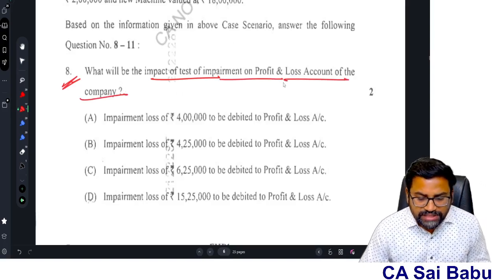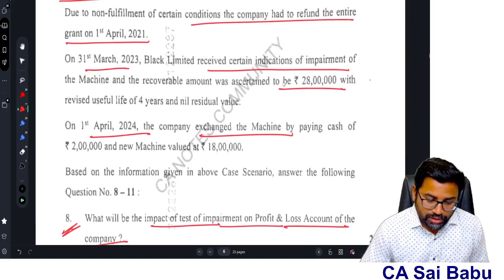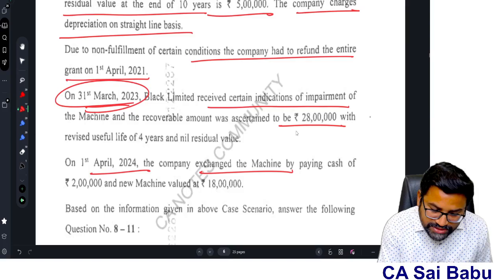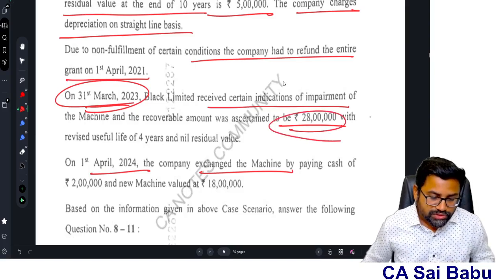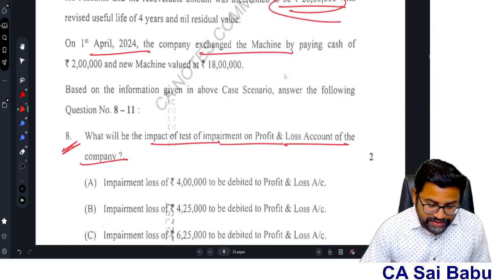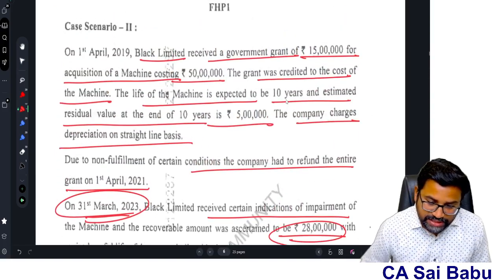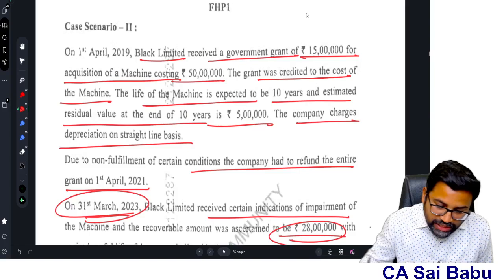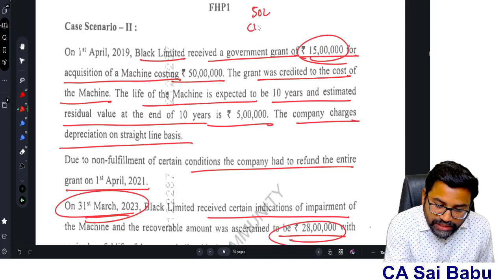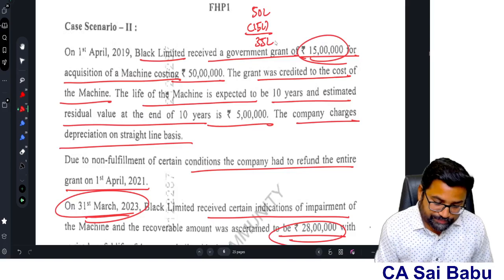What will be the impact of the test of impairment on the P&L account of the company? Simple, sir. In impairment, we compare the carrying amount with the recoverable amount. When impairment was done on 31st March 2023, what is the recoverable amount? 28 lakhs. So first we find the carrying amount on that date. Initially, the original cost of the asset is 50 lakhs, sir. And you received a government grant of 15 lakhs, minus it because it was credited to the asset. So the remaining asset is 35 lakhs.